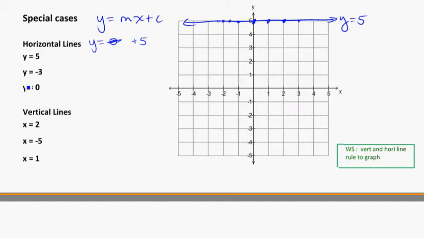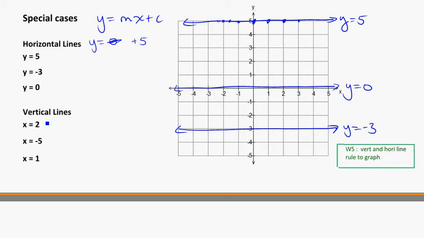In the next example, y is equal to negative 3. Same idea. Anywhere on this line y will be negative 3. Does not matter what happens to x. My y never changes. So here I'll end up with y is equal to negative 3 as a horizontal line along negative 3. Y equals 0, meaning that y is equal to 0 anywhere I go. And that happens to be right along the x-axis. So the value of y anywhere along there is 0. I'm always on that x-axis.